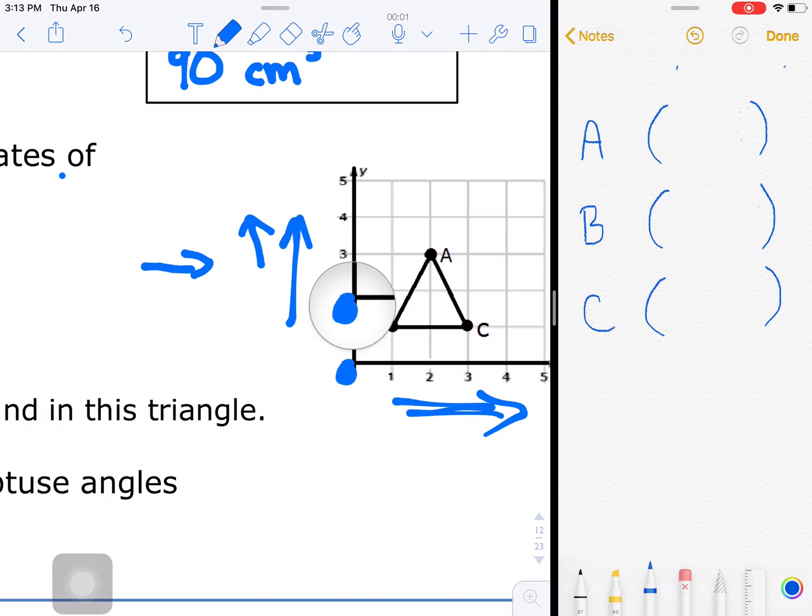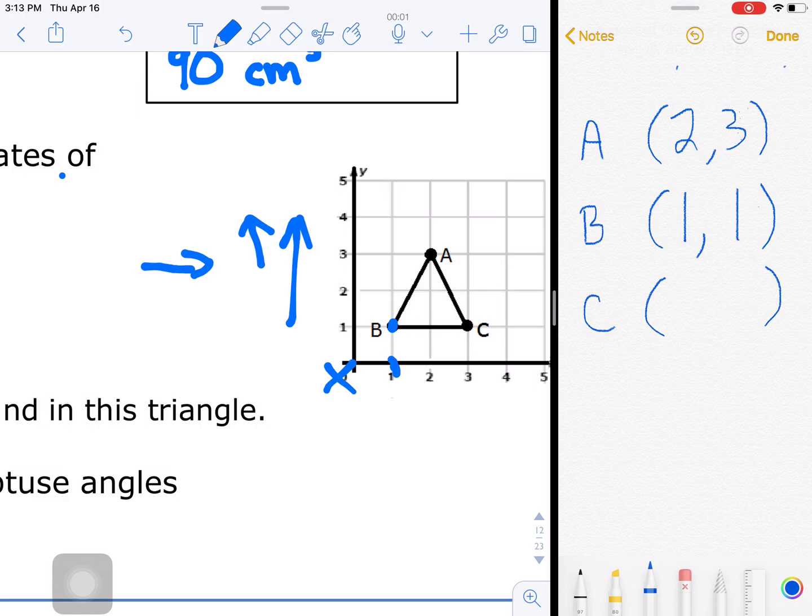We're going to start at 0, and we're going to count over 1, 2. And that puts us in line with A, so our x coordinate is 2. And for our y coordinate, we're going to count up 1, 2, 3. So it's over 2 and up 3 from the origin. Okay, so let's do B. This time I'm not going to do loops. I'm just going to start at 0, and I'm going to count over 1 and up 1. So the x is 1 and the y is 1.